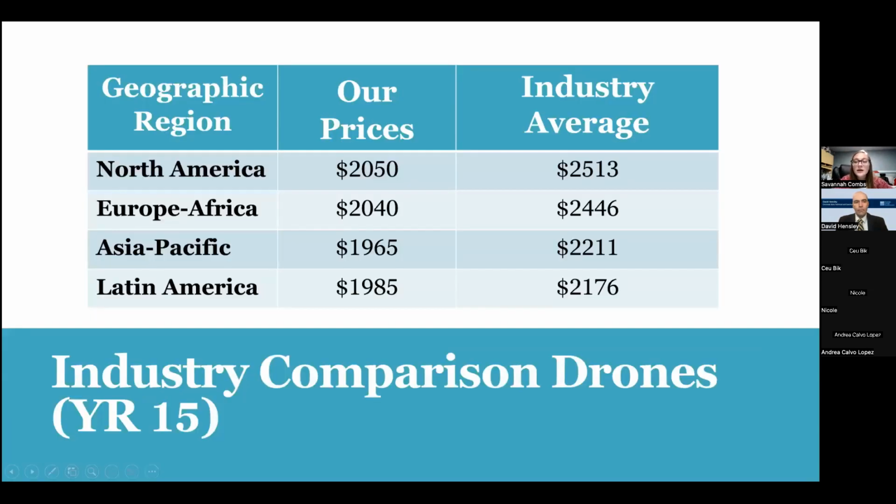I also provided a table here that has the comparison for year 15 for our drones by geographic region, our prices, and then the industry average price. So in North America, our prices were $2,050, and the industry average in that area was $2,513. In Europe, Africa, our prices were $2,040, and the industry average was $2,446. In Asia Pacific, our prices were $1,965, and the industry average was $2,211. And then Latin America, our prices were $1,985, with an industry average of $2,176. So this shows that we are way below the industry average there.